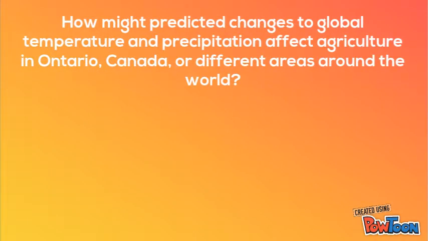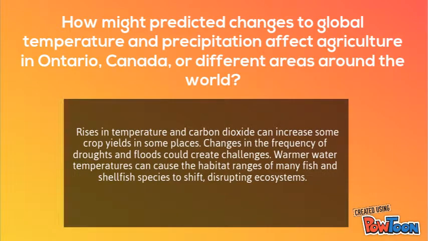Some questions to consider. How might predicted changes to global temperature and precipitation affect agriculture in Ontario, Canada, or different areas around the world? Rises in temperature and carbon dioxide can increase some crop yields in some places. Changes in the frequency of droughts and floods could create challenges.